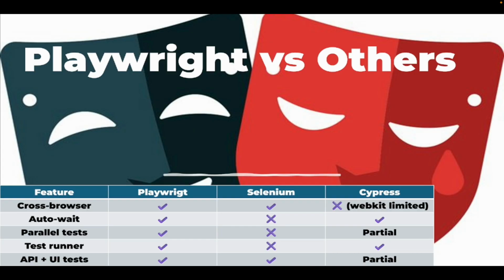So, lastly, we have the API and UI test. Again, Playwright can test both API and user interface together. That's amazing, while the others are more limited. Overall, Playwright combines the best features from both Selenium and Cypress into one tool.